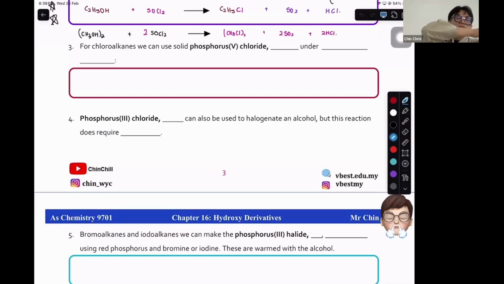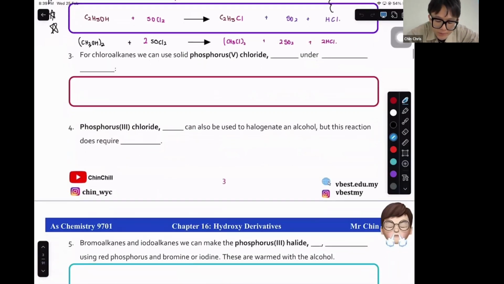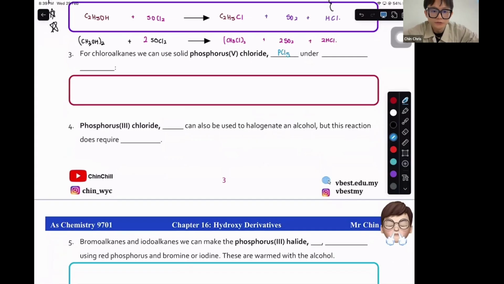Alright guys, now let's continue with alcohol conversion. For a chloroalkane, if you want to convert an alcohol to a chloroalkane, we can also use PCl5. Using PCl5, we can do it under room temperature. That's it.